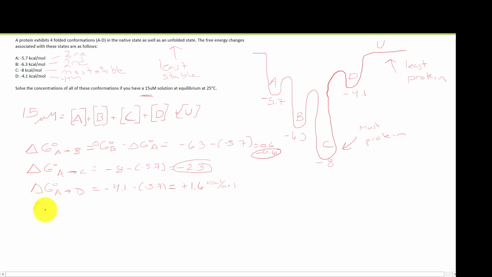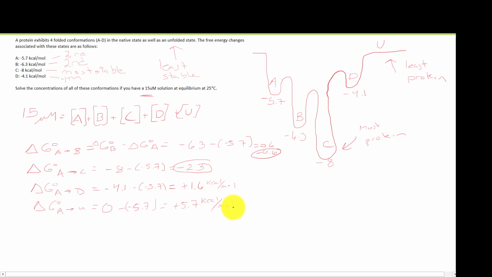And then we'll finally do the unfolded state, A to unfolded. The unfolded free energy is 0 relative to the delta G. So the delta G for U is 0 minus negative 5.7, which is positive 5.7, correct? So that makes our life a little bit easier.